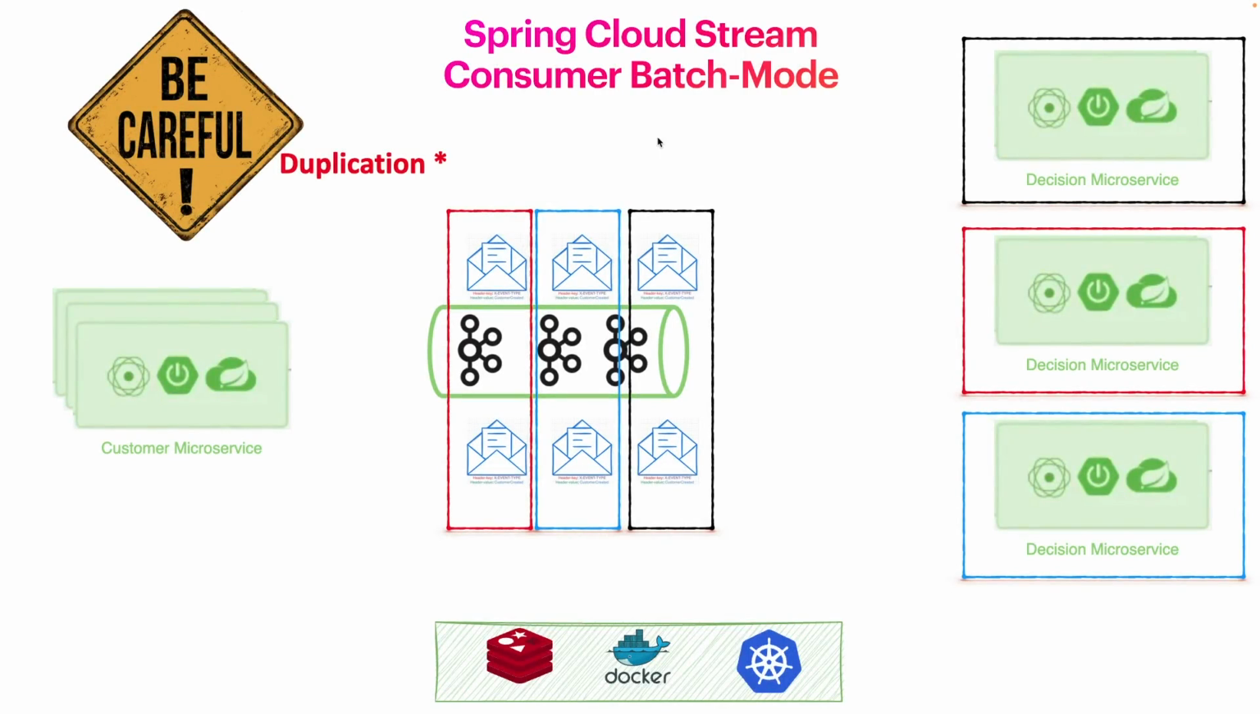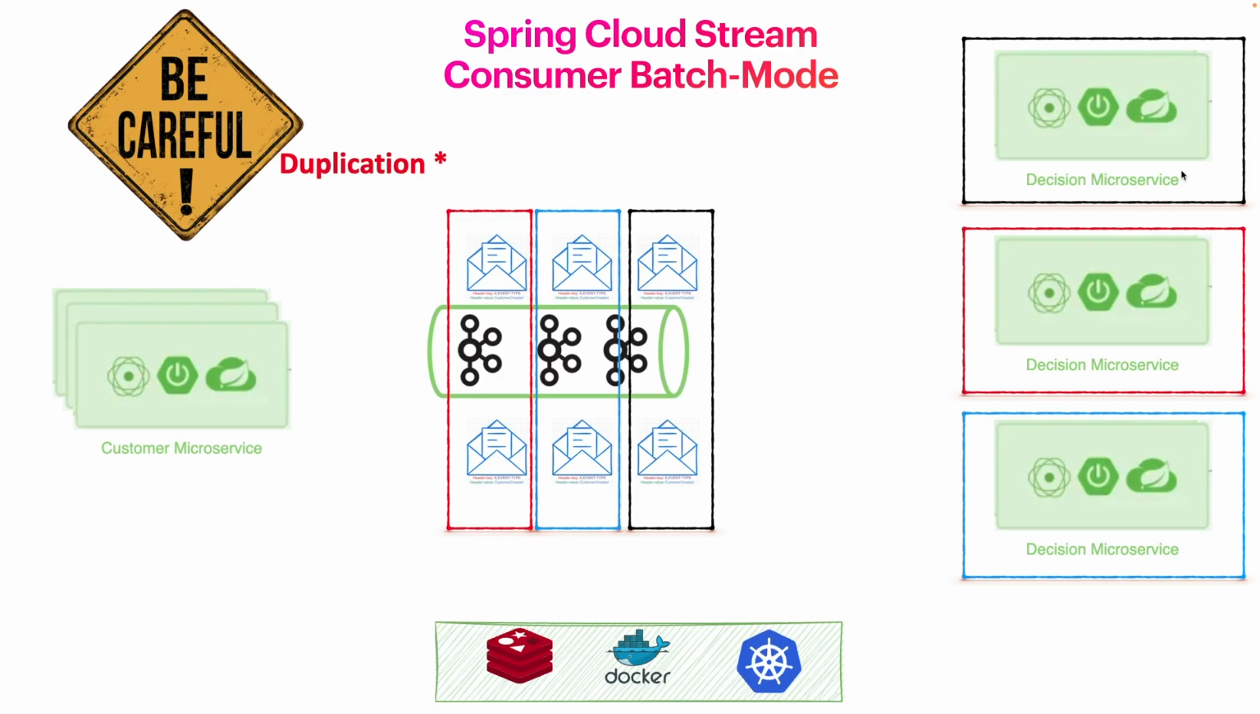For example, if you think about the decision, it's okay. But if you have a microservice that is dealing with money or deposits, it will cause a business problem, because instead of receiving 10 euros, you will receive 10 euros 3 times. And it's very bad, right? So how can we solve that?